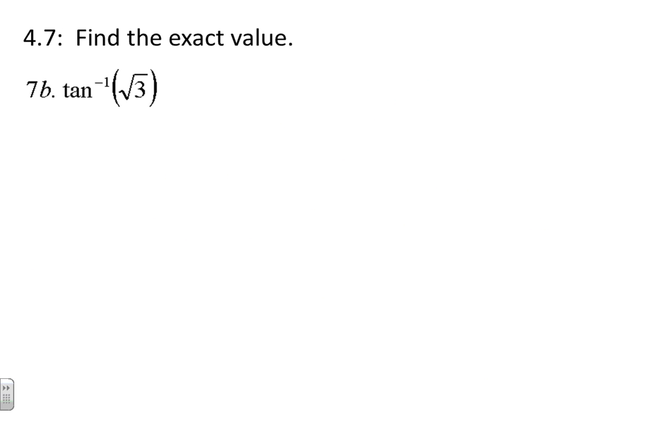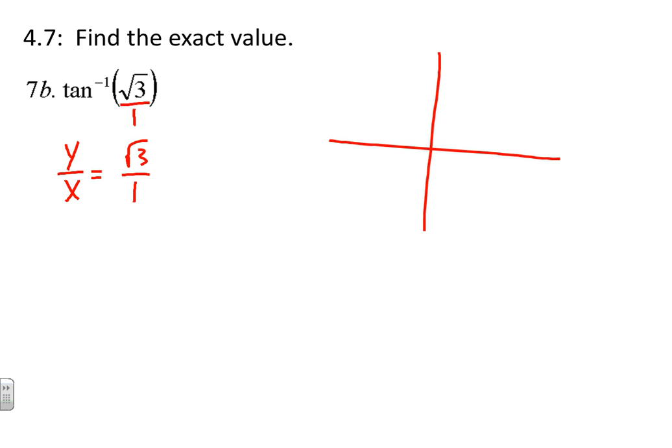All right, let's move on. Tangent inverse of root 3. Ooh, I don't like that. What goes into trig inverse functions? Ratios. Oh, now I feel better. What ratio is tangent? Y to x. Y to x, root 3 to 1. What quadrant am I going to build that triangle in? Because it's positive, all positive inverse functions go to first quadrant between 0 and 90 or 0 and pi.